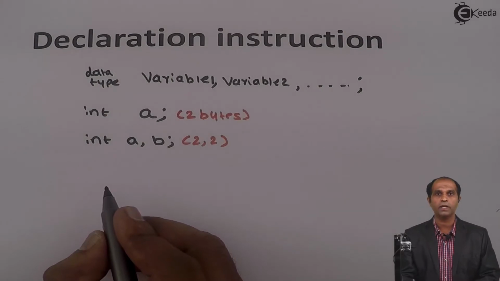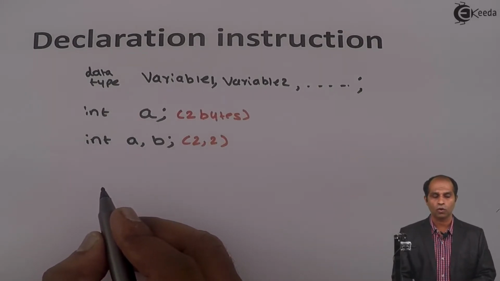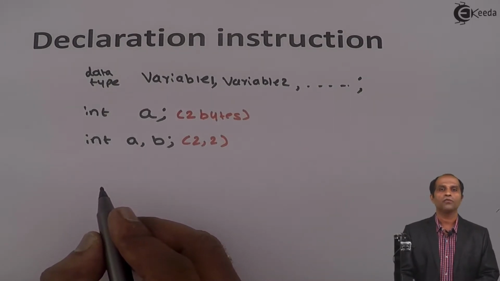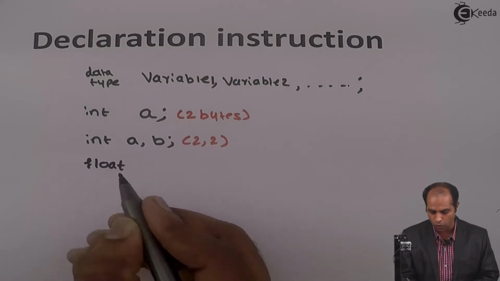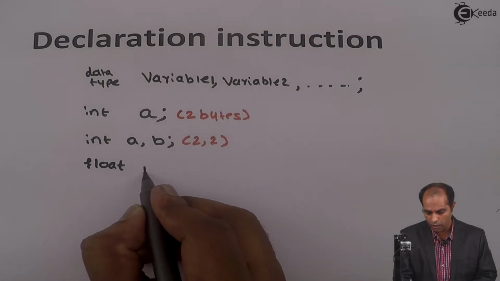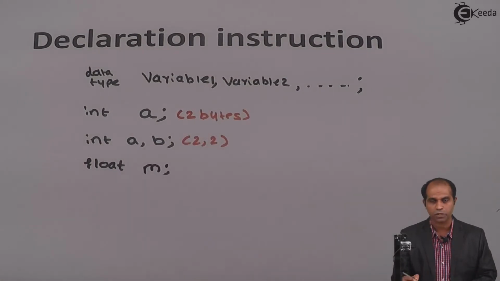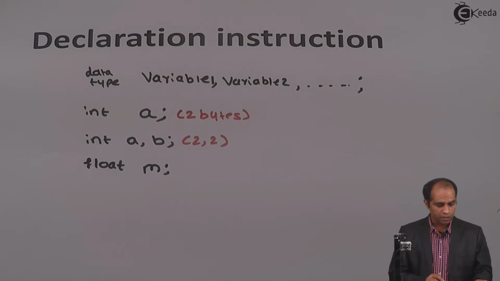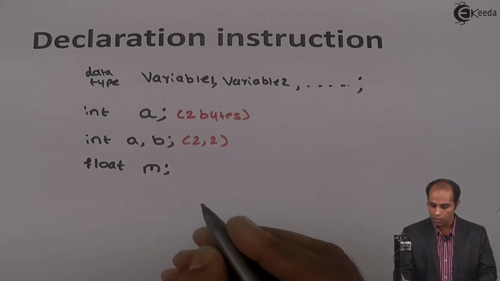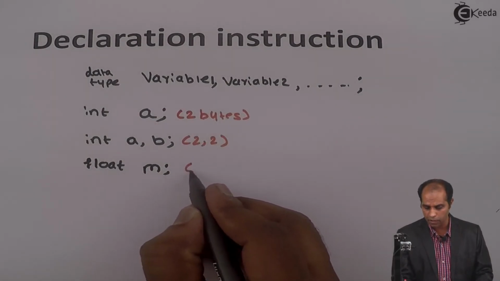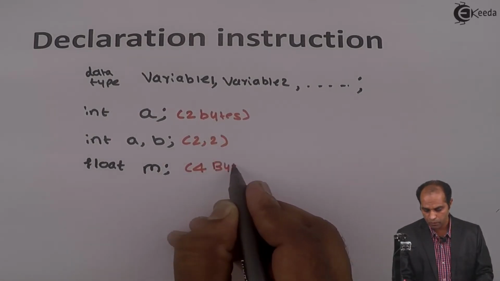Suppose I have to define a variable m of type float, which is used to store fractional values. In that case I can use a keyword called float, and I can associate a variable by name m at this place. Now when I say m, this m will have some storage space. The storage space as per the concepts of C language is 4 bytes.